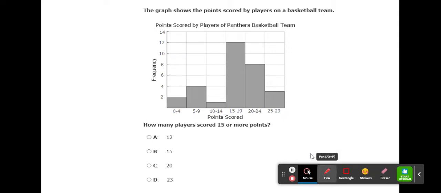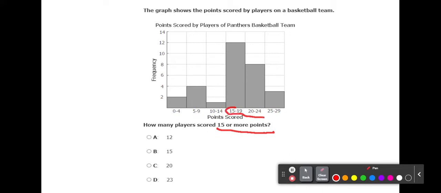So if we're just looking for the 15 or more, that means we're going to be looking at this interval or higher. So for this one, you had to add up all three of these. So there's 12 players here, 8 players here, that's 20. And then this one looks like 3. It looks like it's in the middle. So 23. B is our first answer. All right.